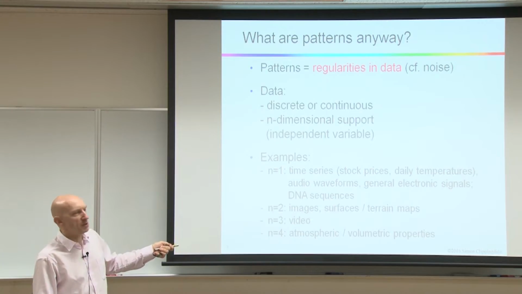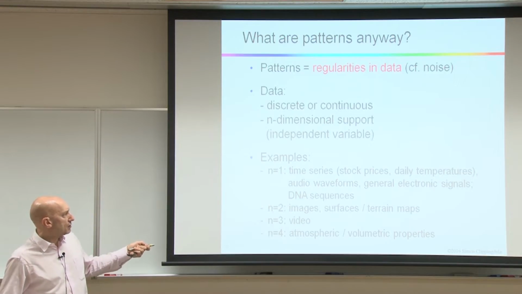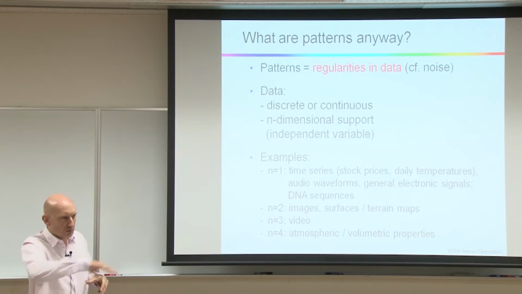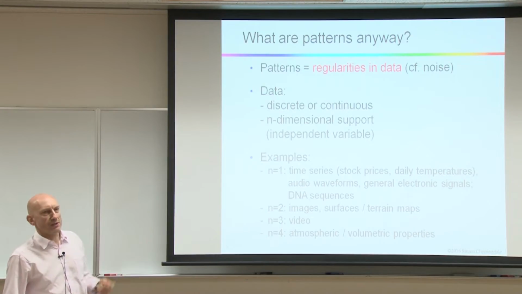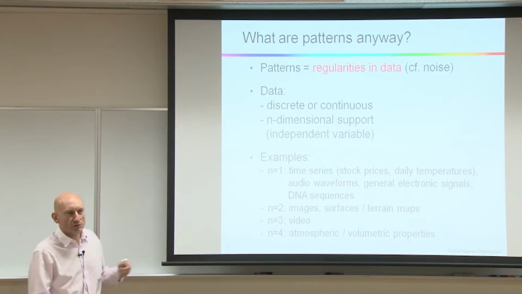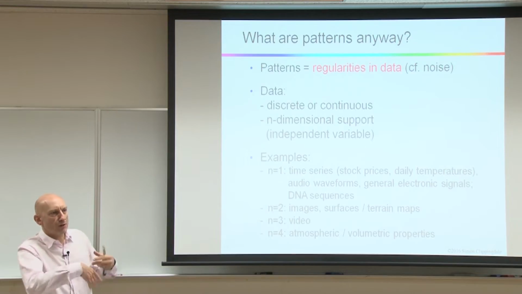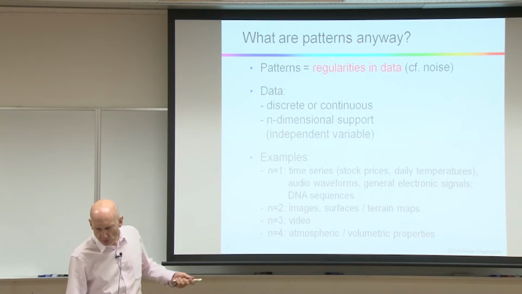Increasing the dimensionality of the support, on two-dimensional support we have images, which are a function of, obviously, two dimensions. Things like surfaces and terrain maps, where the height is a function of two axes. In 3 dimensions, we've got video: 2 dimensions of space and 1 dimension of time. In 4 dimensions, that covers things like properties of 3-dimensional volumes evolving over time, for things like weather forecasting.